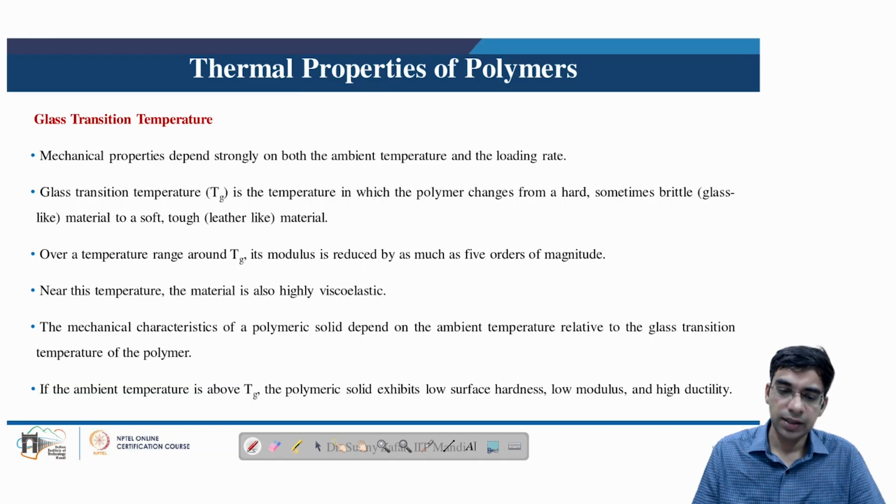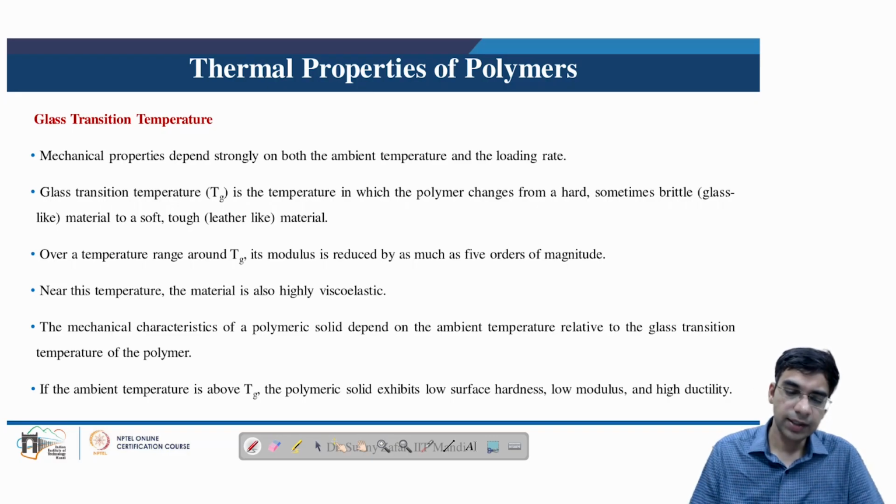So at the glass transition temperature, the polymer, which appears to be a very hard and brittle glass-like material at room temperature, once it reaches the glass transition temperature, acts as a soft and tough material like leather. Over a temperature range around the glass transition temperature, the modulus of the material reduces by the order of 5 orders of magnitude, and near this temperature the material also renders a viscoelastic behavior.